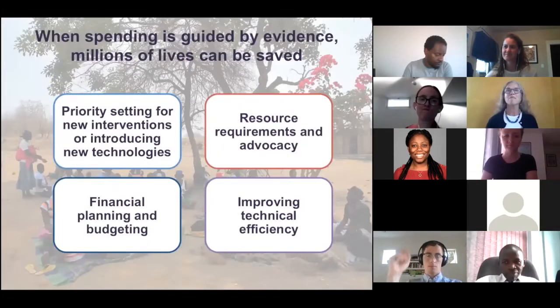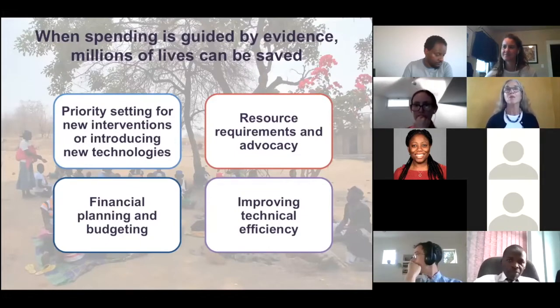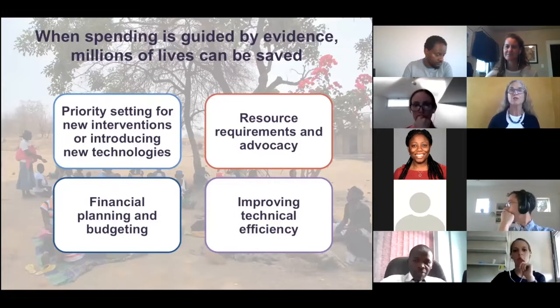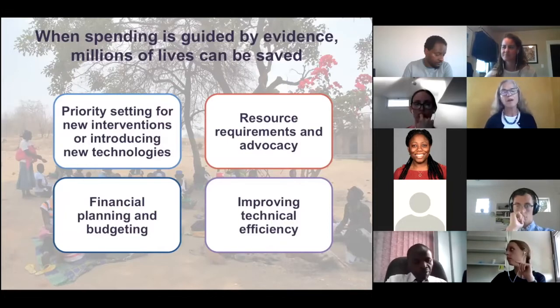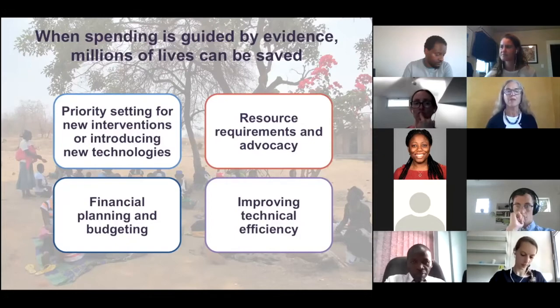Let's just take a step back and set the stage for why we do economic evaluations before we get into it. We recognize in the field of global health for sure that when spending is guided by evidence, millions of lives can be saved. And this is also true in the area of economic development, agriculture, and environment, right? We can improve livelihoods when we spend our money wisely. There are about 4 main uses for economic evidence, and these are up on the slide right now.